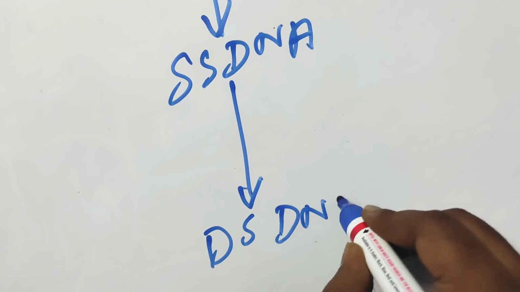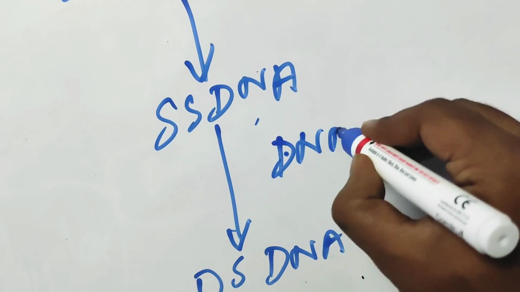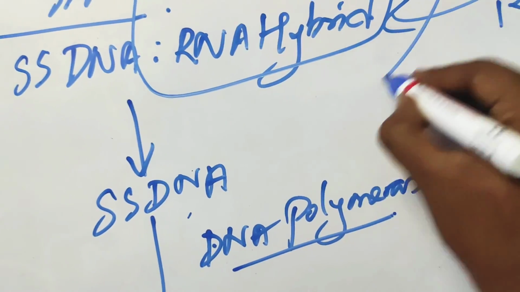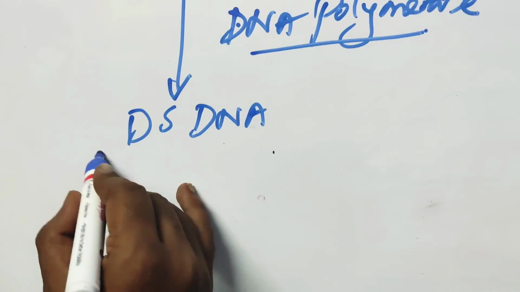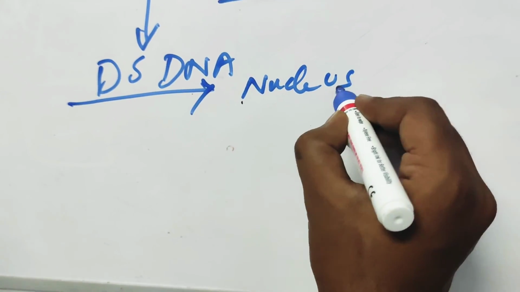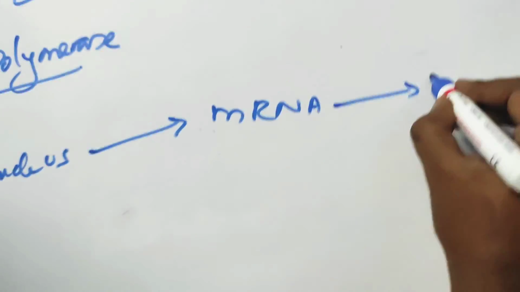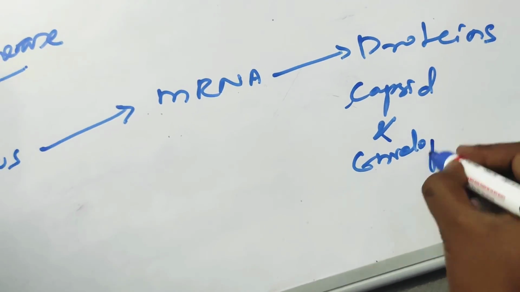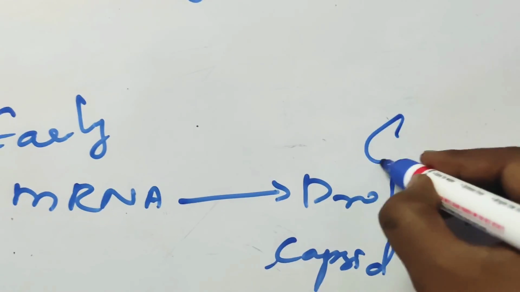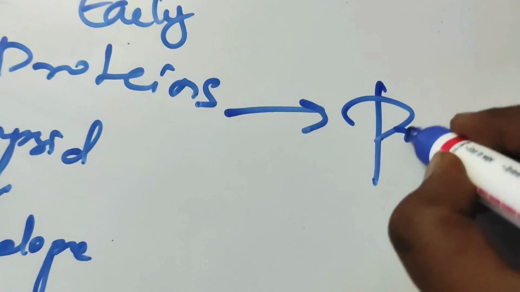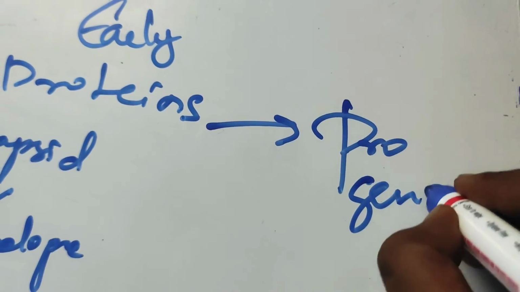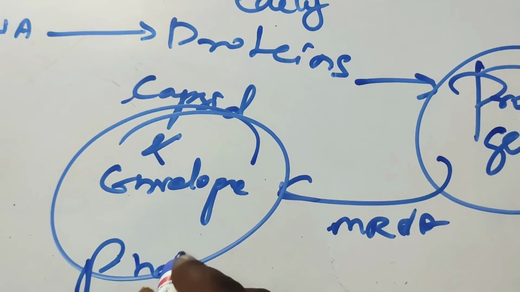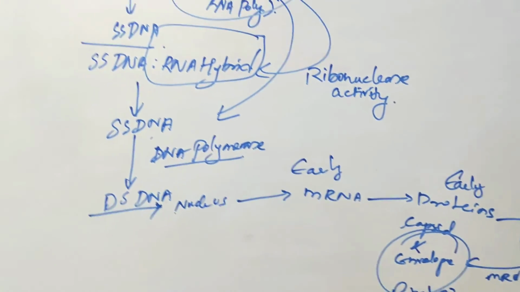This single-stranded DNA is converted into double-stranded DNA by DNA polymerase. This DNA polymerase also comes from this same reverse transcriptase enzyme. This double-stranded DNA also enters the nucleus and then forms early mRNA and then early protein. This early protein forms the progenome. This progenome is then transcribed into mRNA and then translated into capsid and envelope, which are these proteins. This capsid and envelope are then released.